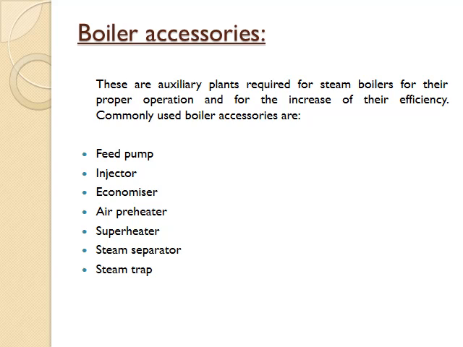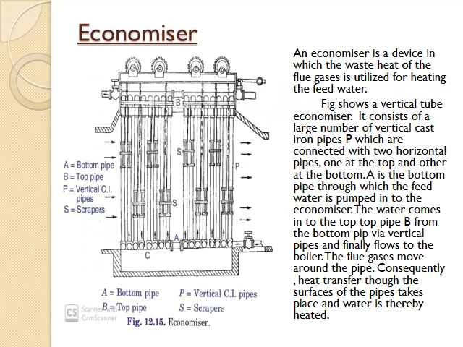Boiler accessories. These are auxiliary plants required for steam boilers for their proper operation and for the increase of their efficiency. Commonly used boiler accessories are feed pump, injector, economizer, air preheater, superheater, steam separator, steam trap. Among many boiler accessories, I will be discussing important accessories of boiler. Among that, let us have first one, which is economizer.